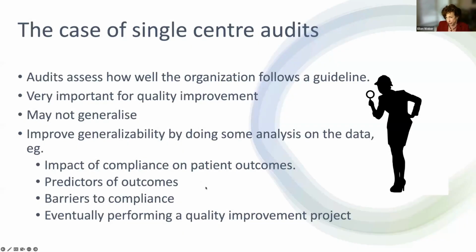for other predictors of outcomes, you've already collected the data on patients. You can look at their age and their gender and so forth, and look at what predicts their outcome. You can potentially do a survey or interviews to look for the barriers to compliance, which often may generalize beyond just what is happening in your department. And eventually you could use this information to perform a quality improvement project.